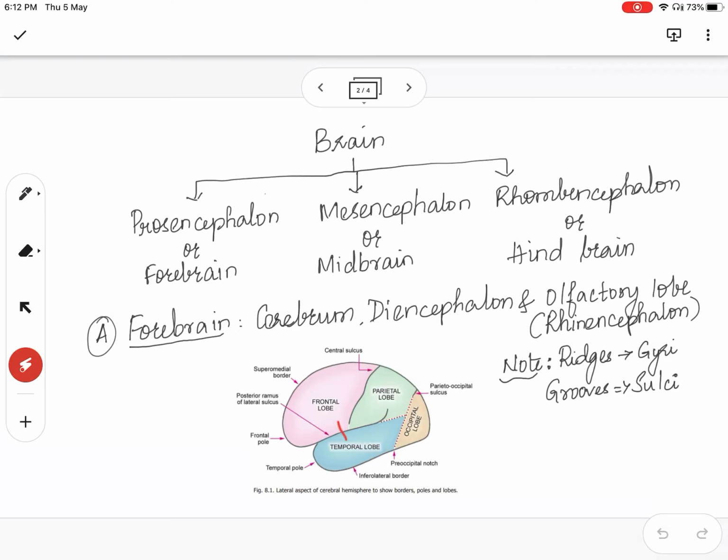So the temporal lobe is separating the frontal and parietal lobes by an incomplete sulcus, because if you can see over here, there is no complete division happening. This incomplete sulcus is called the lateral sulcus. I've mentioned it over here. That is the lateral sulcus, also known as the Sylvian sulcus.